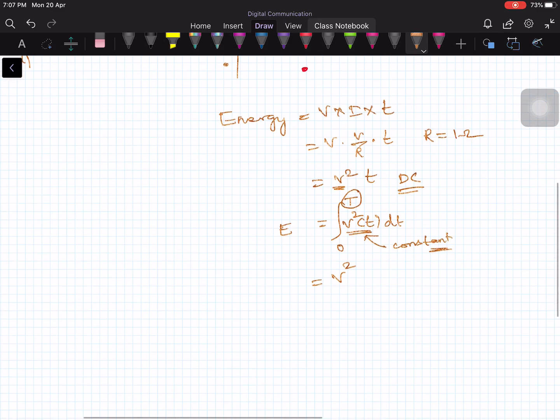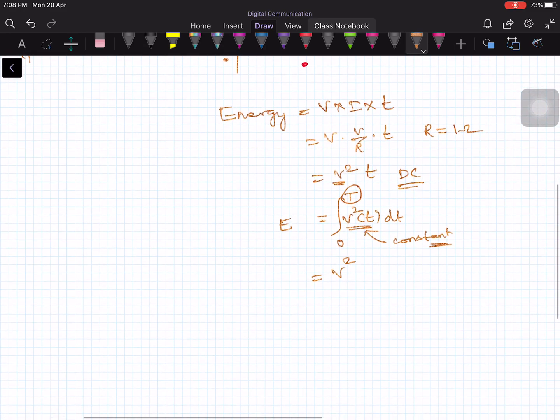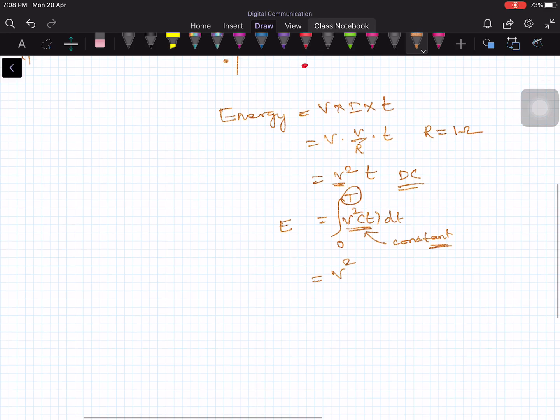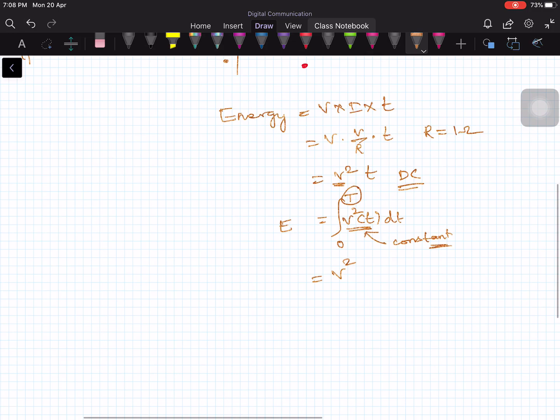We are assuming constant amplitude in that particular duration, especially in quadrature amplitude modulation or QPSK. Therefore this is V square, and integrating from 0 to T with respect to dt, you get T. With T equal to 1, therefore this is your V square. Therefore energy I can say is V square.